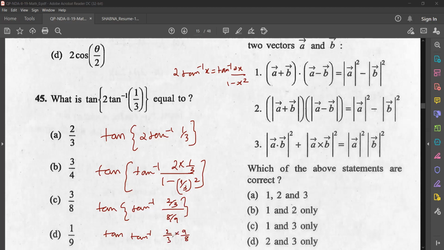So tan and tan inverse will go, and you get the answer as 3 by 4. Tan of tan inverse x is nothing but x. So you get the answer as 3 by 4, option B. Okay, let's see the next question.